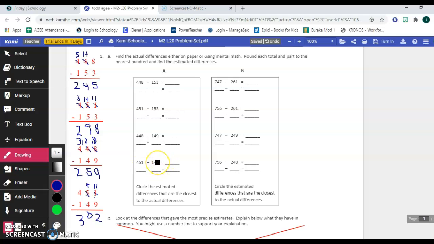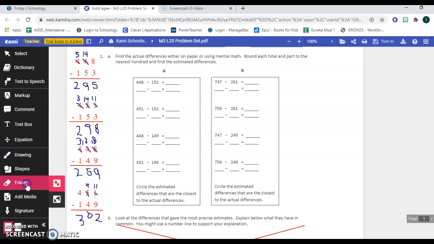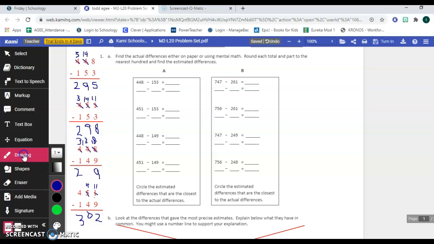450 minus 150. Yes, I did something wrong here. I was right the first time. I apologize, my brain's just not clicking yet. I was right the first time. So 13 minus 4 gives me 9. So we're right around 300 each time. If I said we were right around 250 each time, that's my mistake. 450 minus 150 is roughly 300, and each of our actual differences shows that.